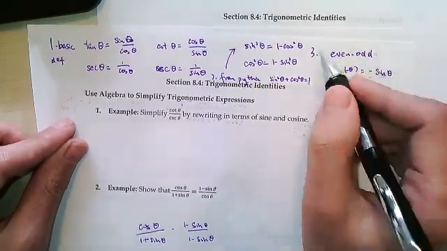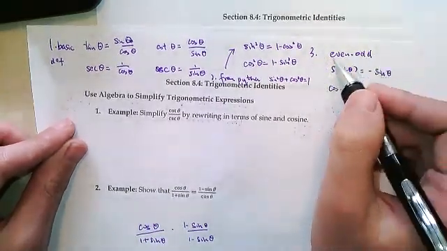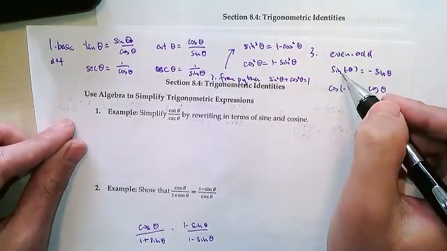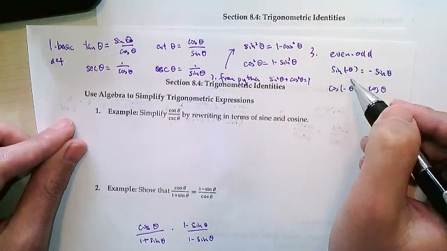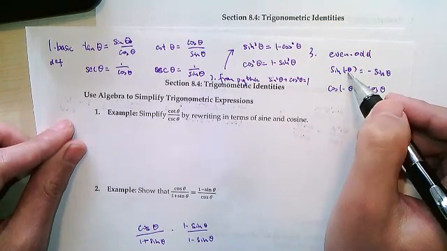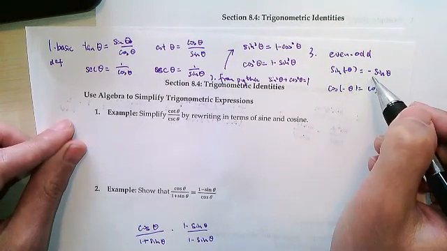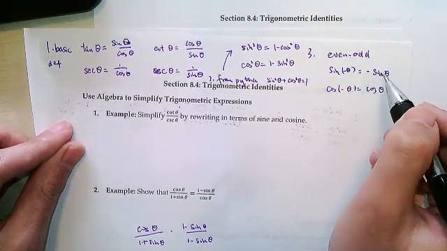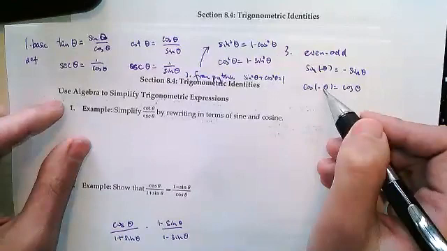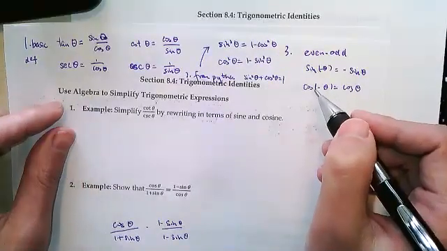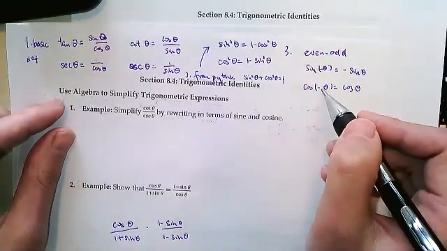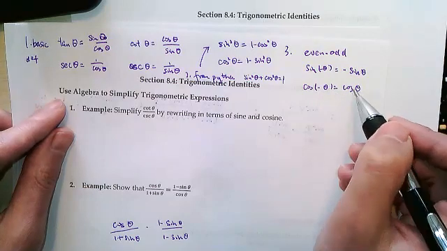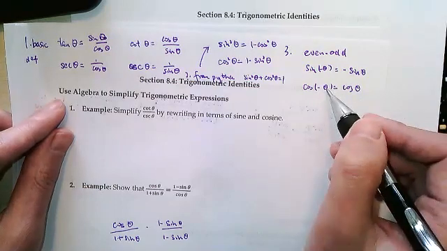Then the third component is the even and odd property. The sine function is an odd function, which means sine of a negative angle equals negative sine of the positive angle. Cosine is an even function. It means whether the angle is positive or negative, you still get the same value, okay?